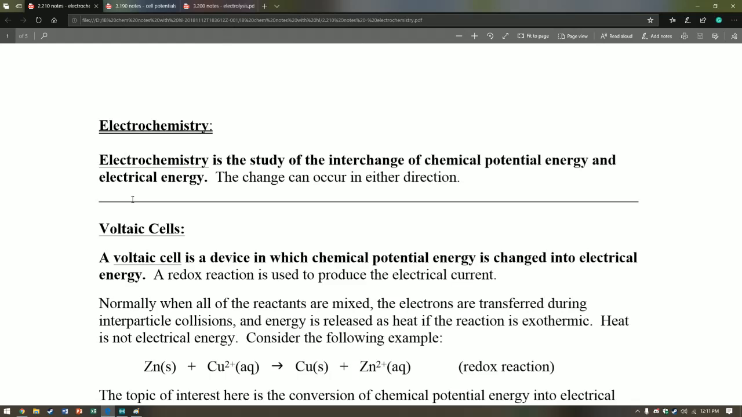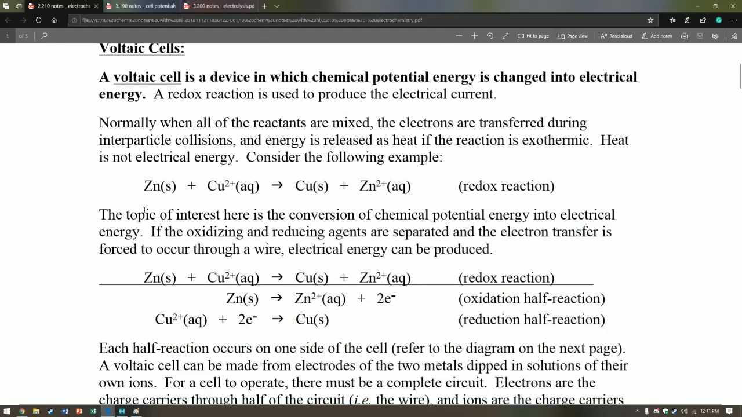Electrochemistry is the study of the interchange between chemical potential energy and electrical energy. This can occur in either direction. A voltaic cell is a device that is used to convert chemical potential energy into electrical energy. It's a battery, more or less. They work off the principle of displacement reactions generally.